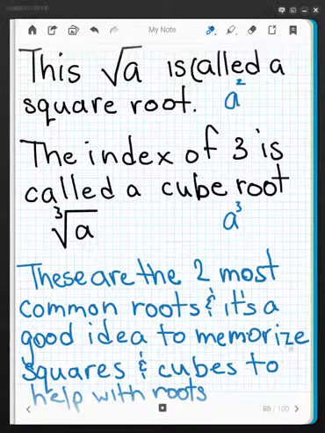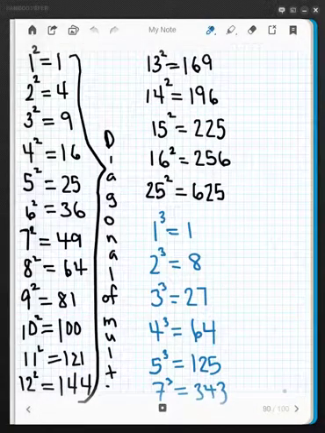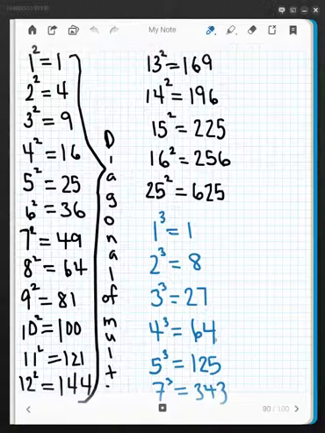These are the most common roots that we have, and it's a good idea to memorize your perfect squares and perfect cubes to help you out with these roots. Here's a little summary of the perfect squares that you should know and the perfect cubes that are a good idea. It's a really good idea to know your perfect squares 1 through 15. 16 is not a bad idea, but not absolutely necessary. And then 25 comes up all the time, so I highly recommend that you memorize it. I highly recommend you memorize your 1 through 5 cubes and 7 cubed. 6 cubed doesn't come up quite so often, but 7 cubed does.